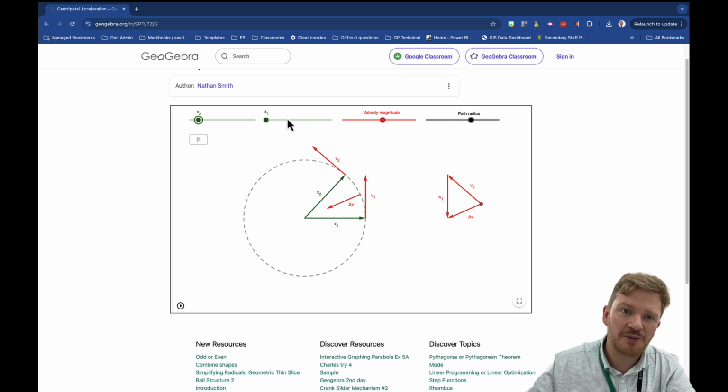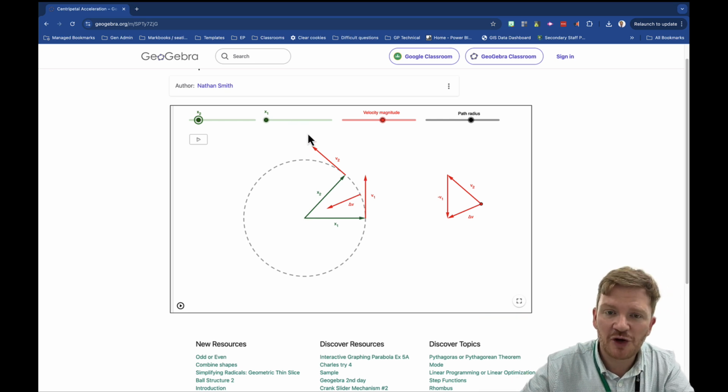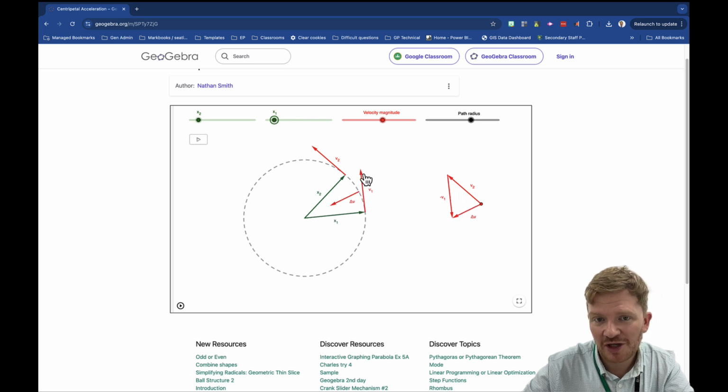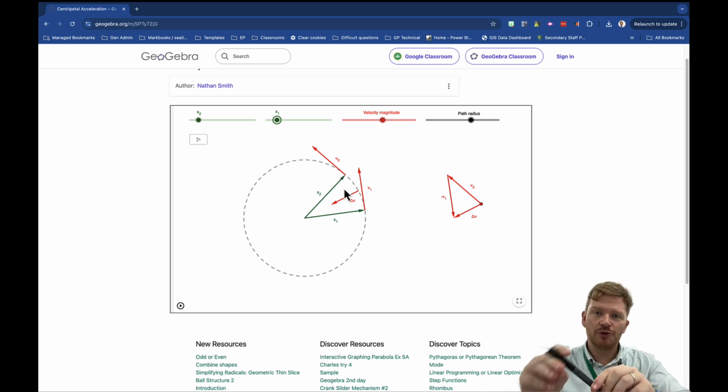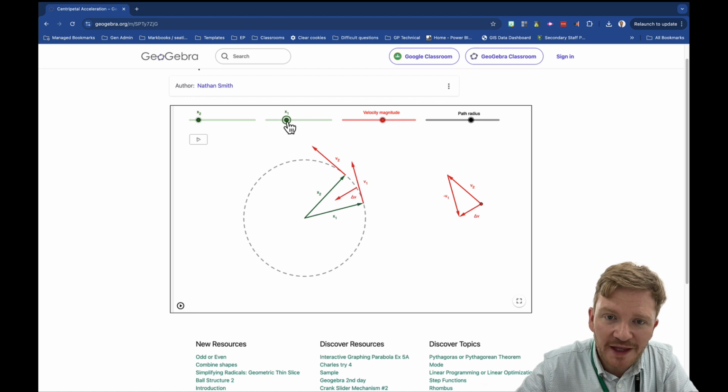Now, because this is going with uniform circular motion, the speed is never changing. So the magnitude of these two velocity vectors isn't changing, but their direction obviously changes over time. So the idea is over here we have it at one instant in time, and over here we have its position at another instant in time. So it's kind of rotating through a bit of space. Now, over here on the other side, we've got a vector triangle.